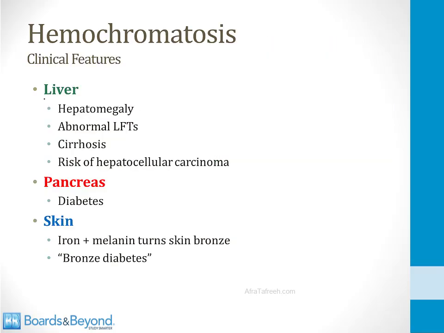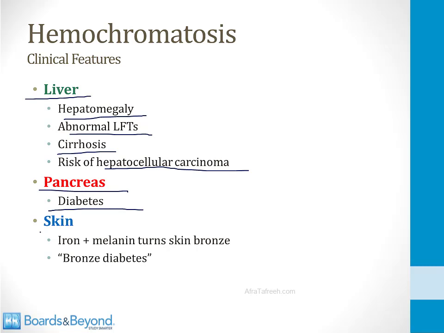There are a number of organs in the body where iron deposits in patients with hemochromatosis. One of the most important is the liver. Patients with hemochromatosis can develop hepatomegaly and abnormal liver function tests. This can progress to cirrhosis, and there is an increased risk of hepatocellular carcinoma in patients who have hemochromatosis. Iron can also deposit in the pancreas, and this can lead to diabetes.